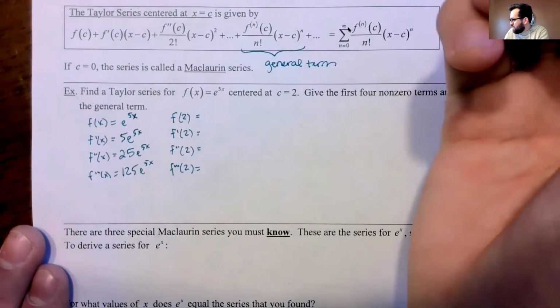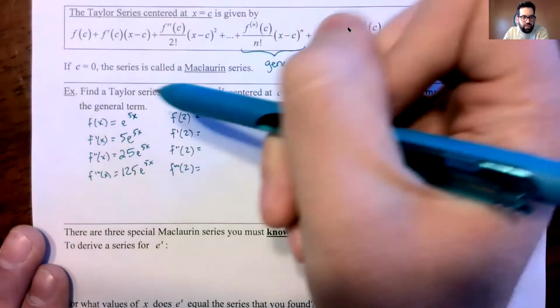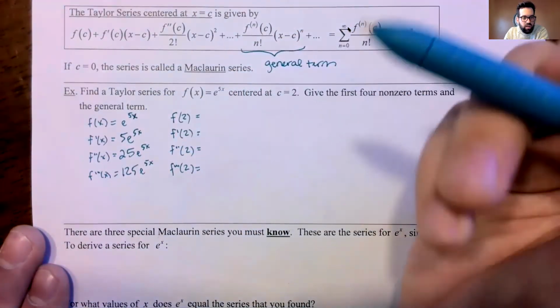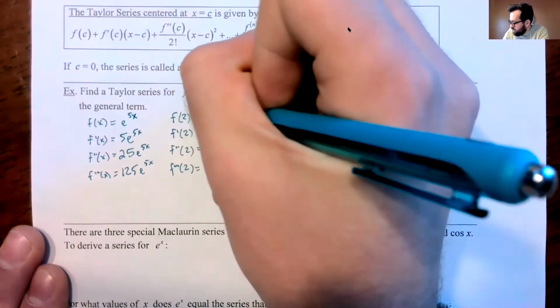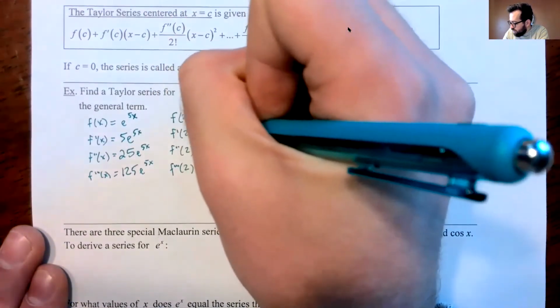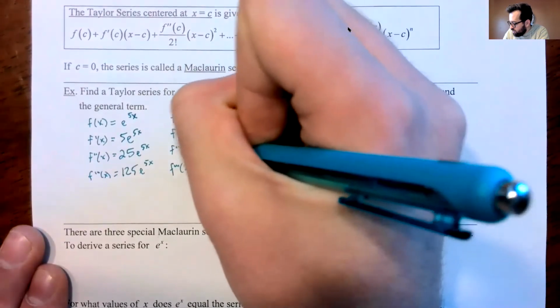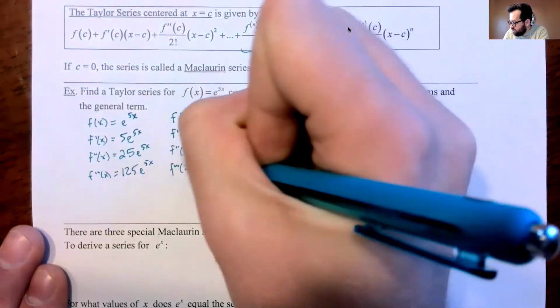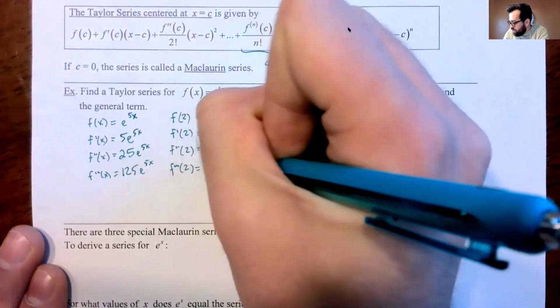And all that's going to happen is the exponent is going to become 10, right? Because we're going to have to do 5 times 2. Everything else stays the same. So we have e to the 10, 5e to the 10, 25e to the 10, 125e to the 10.